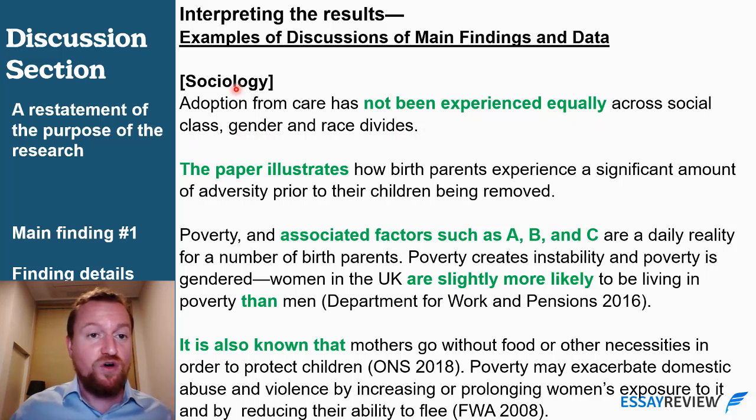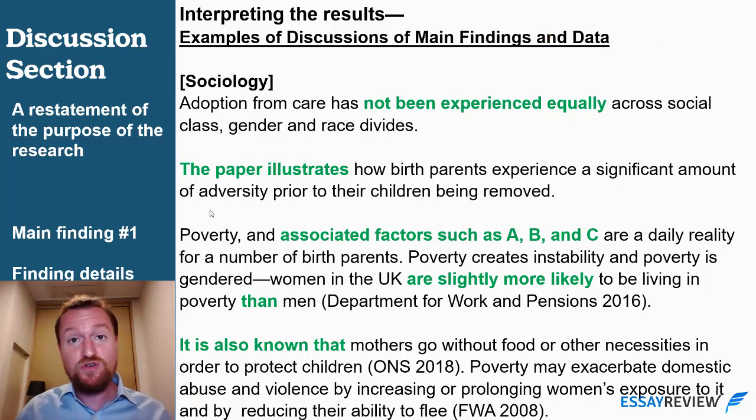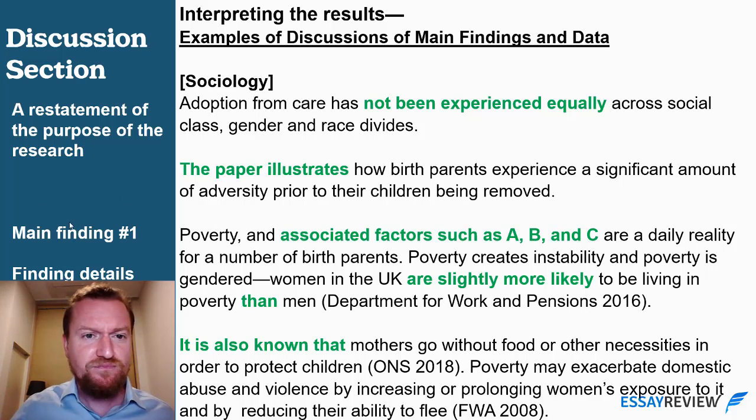I should say this is all one paragraph. This is one paragraph. I've separated them just to show you what the author is doing in the different parts of the paragraph. The paper illustrates how birth parents experience a significant amount of adversity. We could remove this, right? If we don't want to restate what you've said in the introduction. Poverty and associated factors such as A, B, and C are daily reality. It is also known that mothers go without food or necessities in order to protect children.